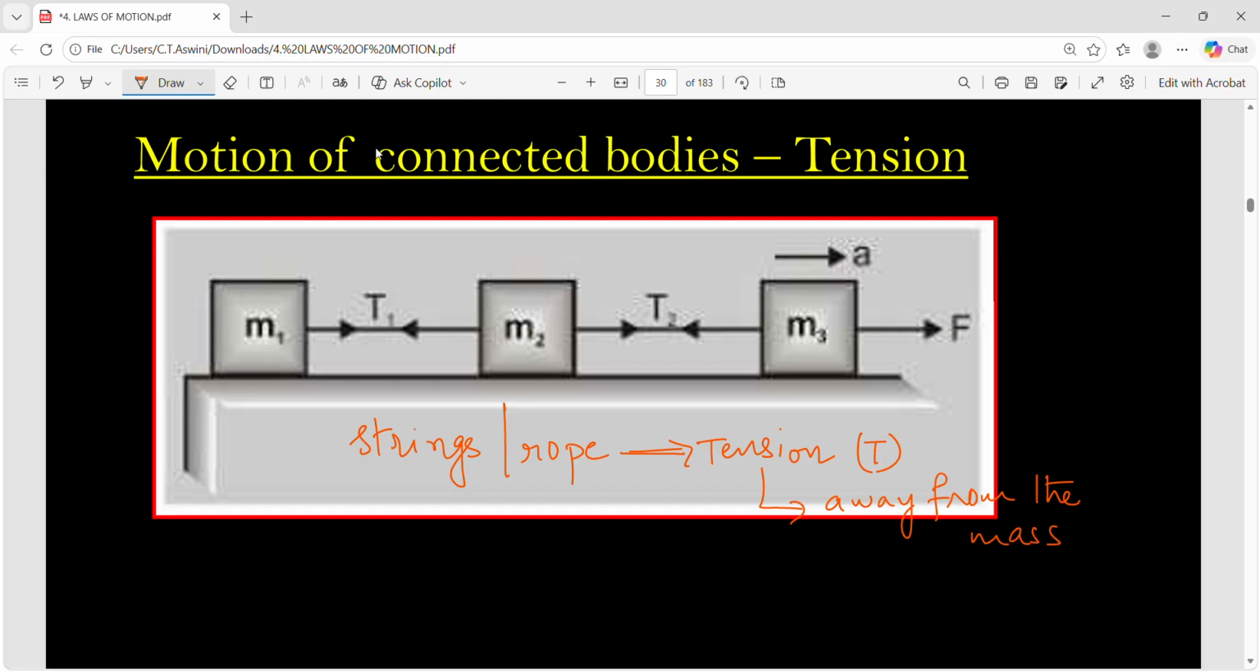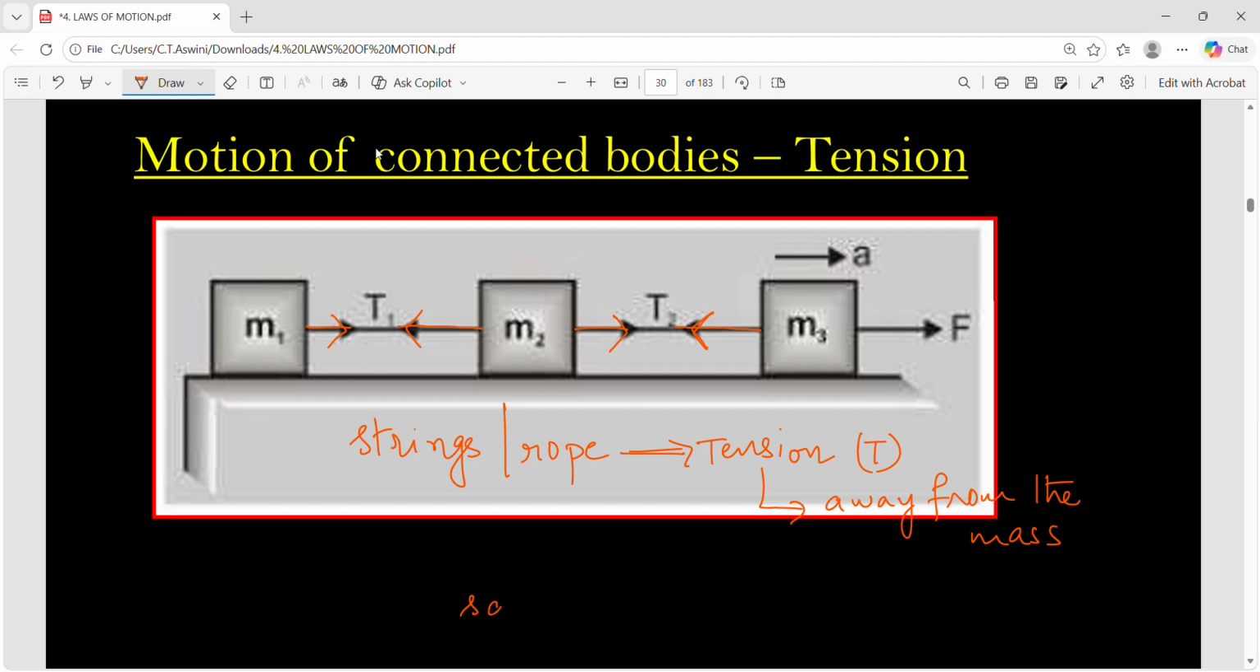Like, see the figure, three bodies are there, with respective masses M1, M2, M3. Now if I want to see the tension on M1, it will be away from M1. Similarly, the tension on M2 will be away from M2. Similarly, the tension on M3 will be away from M3. Got my point?